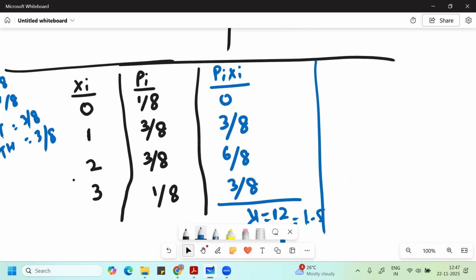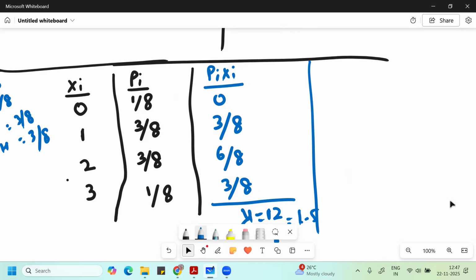I have to find pi into xi square. For that, xi is given as 0, 1, 2, 3, so I have to square those. 0 square is 0, 1 square is 1, 2 square is 4, 3 square is 9. Okay, and then I'll have to multiply, so pi into xi square.